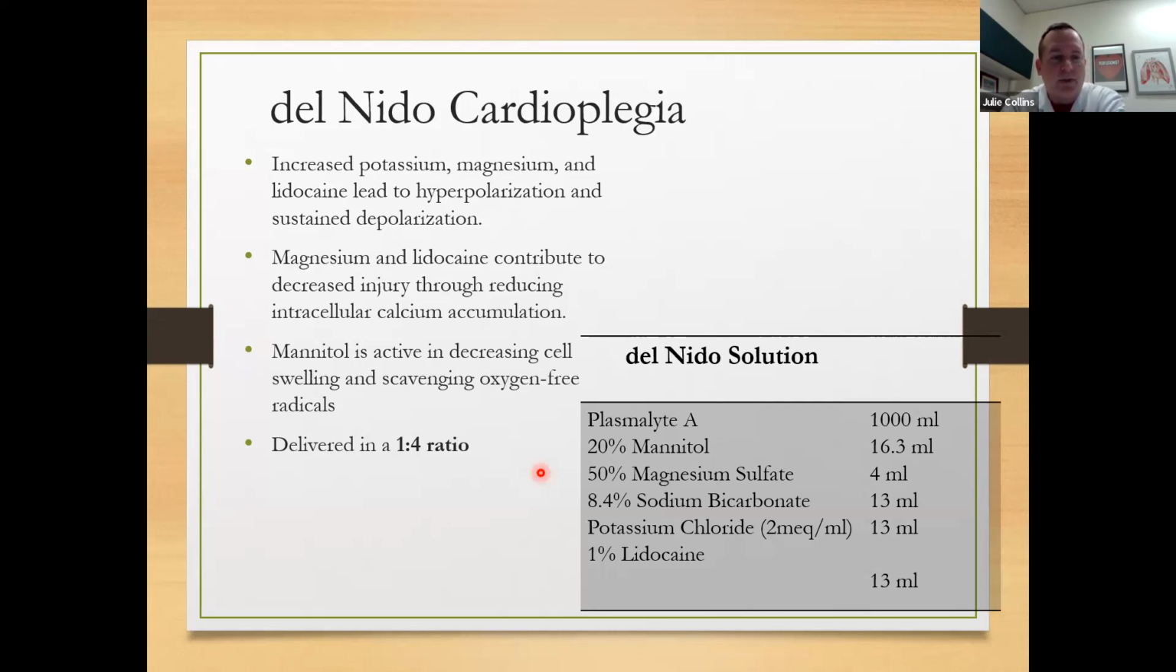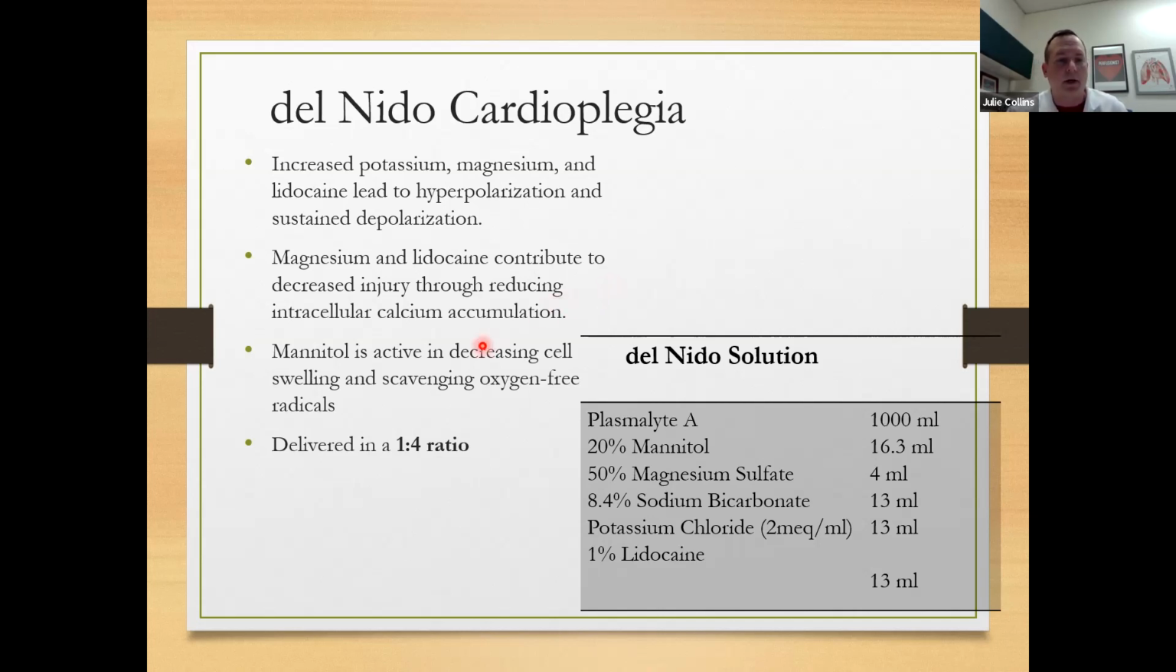Magnesium and lidocaine contribute to decreased injury by reducing the intracellular calcium accumulation. This is where it's interesting: under cross clamp, we want low calciums. Once we uncross clamp and the heart starts beating again, that's when we treat the calcium. But low calcium, hypocalcemic states have been shown to protect the myocardium. So while the heart's ischemic, we're totally okay that our calciums are low. We don't need to be treating calcium under cross clamp.